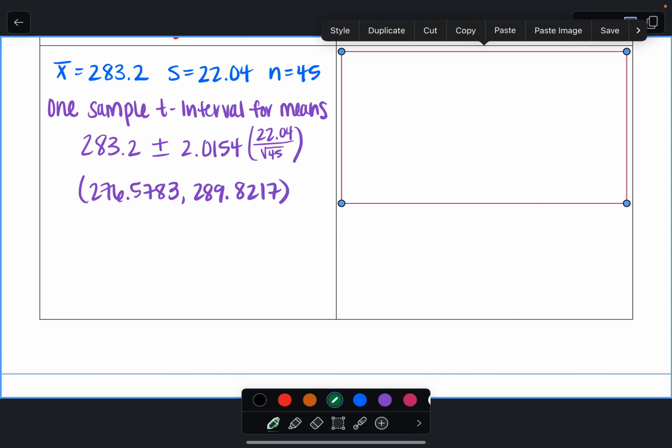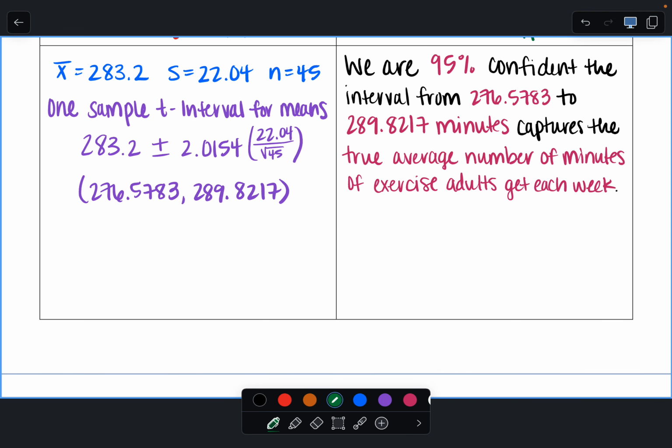So we are going to conclude. We are 95% confident the interval from 276.5783 to 289.8217. Notice that I included the word minutes. Captures the true average number of minutes of exercise adults get each week.